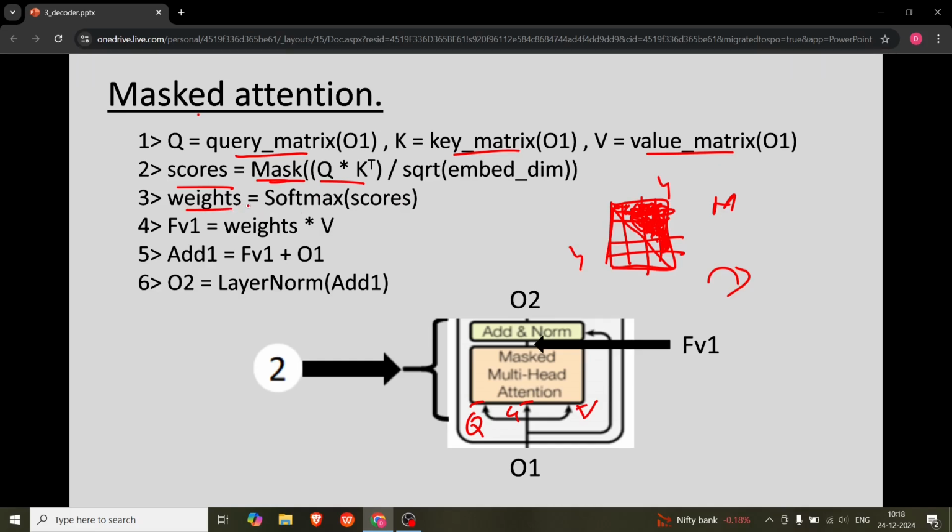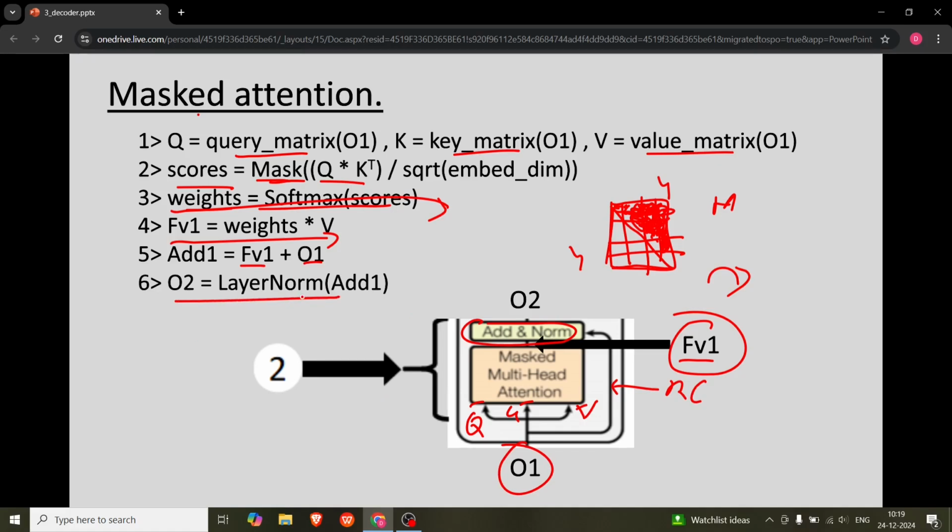After that, same as attention: weights equal softmax of scores, and then FV1. So till here, FV1 is over here. Step number 3 was your attention scores calculation. Finally you will have your final value FV. This is for 1, because we'll have other final values as well. And then add and norm is very simple. You add: the residual connection, this line over here, is the residual connection. Whatever the output FV1 is, it adds the input O1 to it, and then you do a layer norm, and you finally get an output O2.